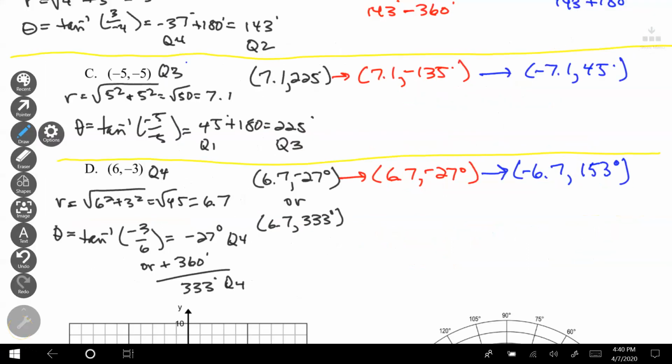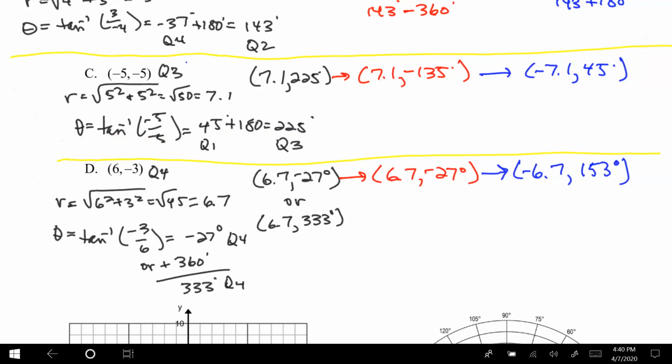And here are my examples C and D. I did my r and my theta. I converted it to r negative theta, and then finally negative r theta. Notice on part D, I got negative 27 degrees, which is in quadrant 4, which is good. But I could always add 360 to it if I don't like having a negative. So I added that, and I said it was either 6.7, negative 27 degrees or 6.7 comma 333 degrees.